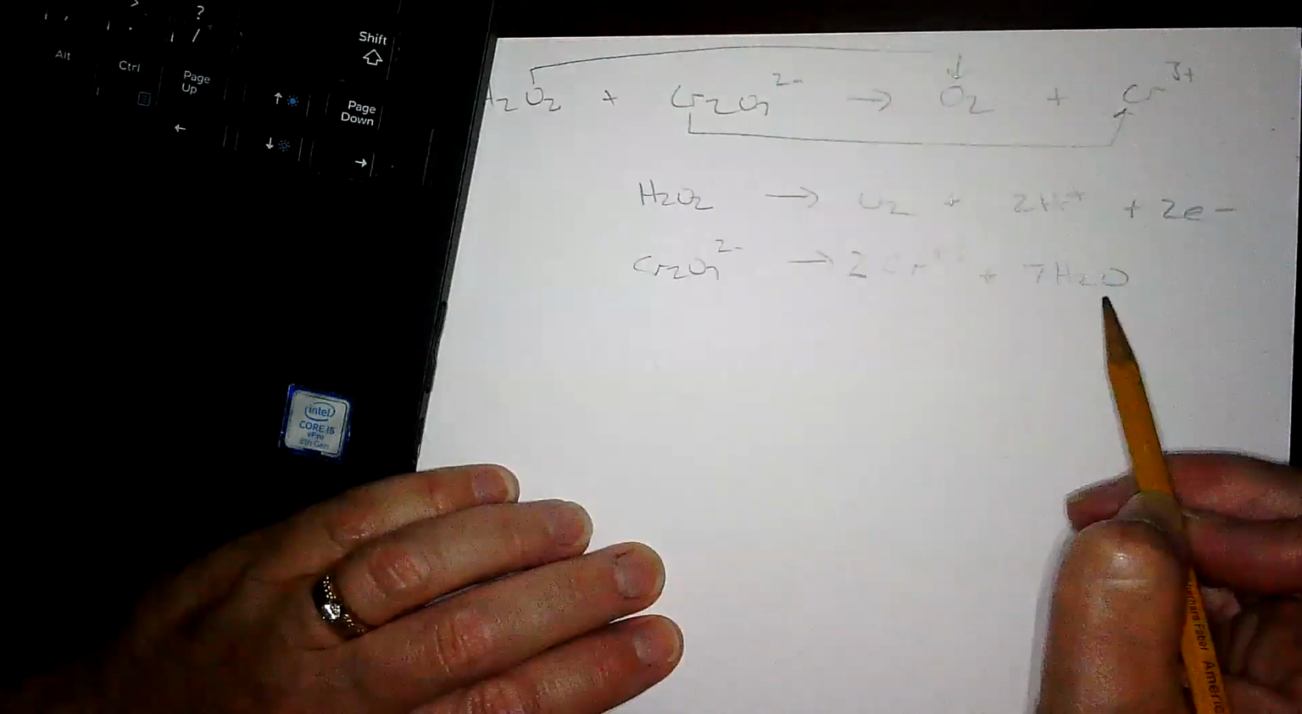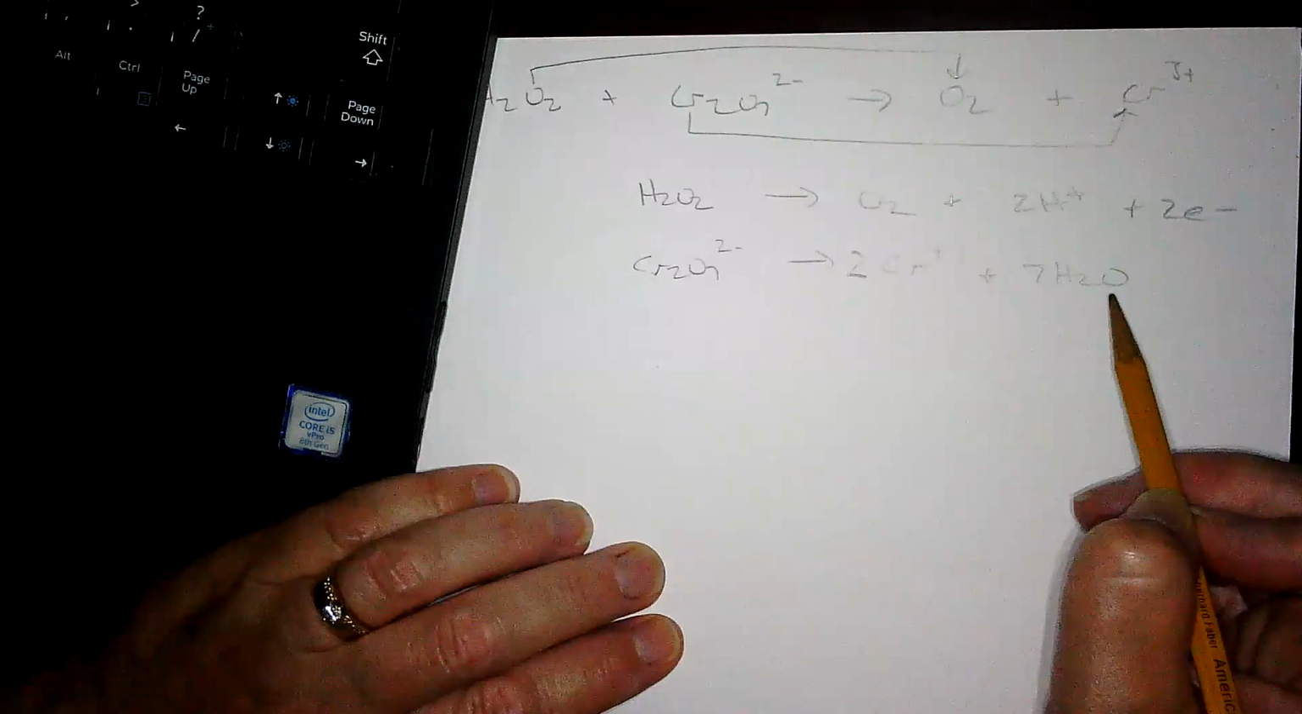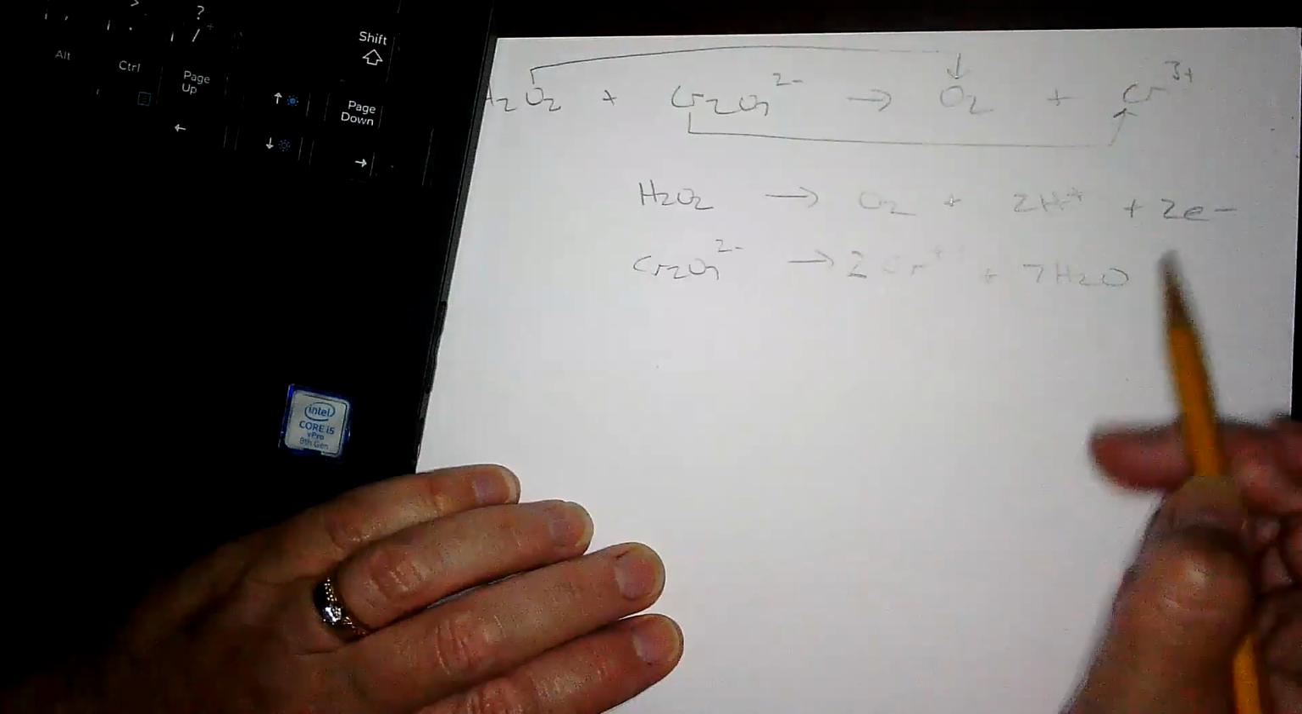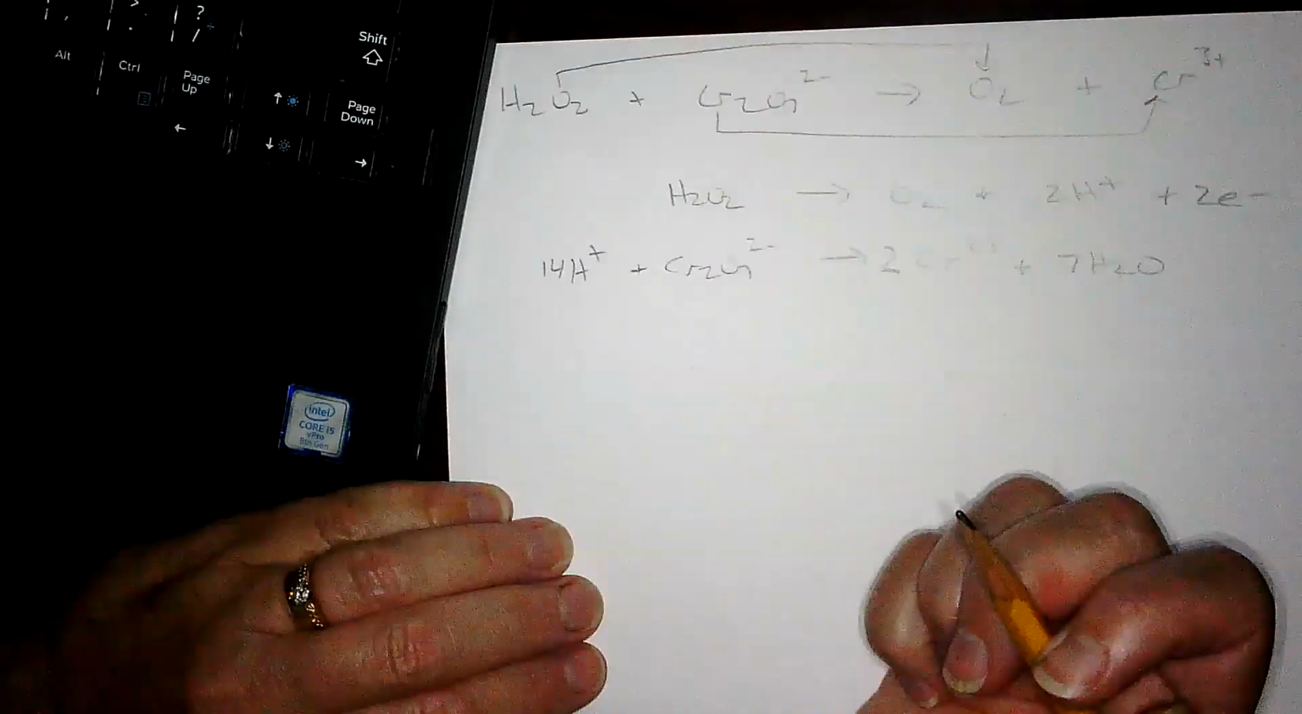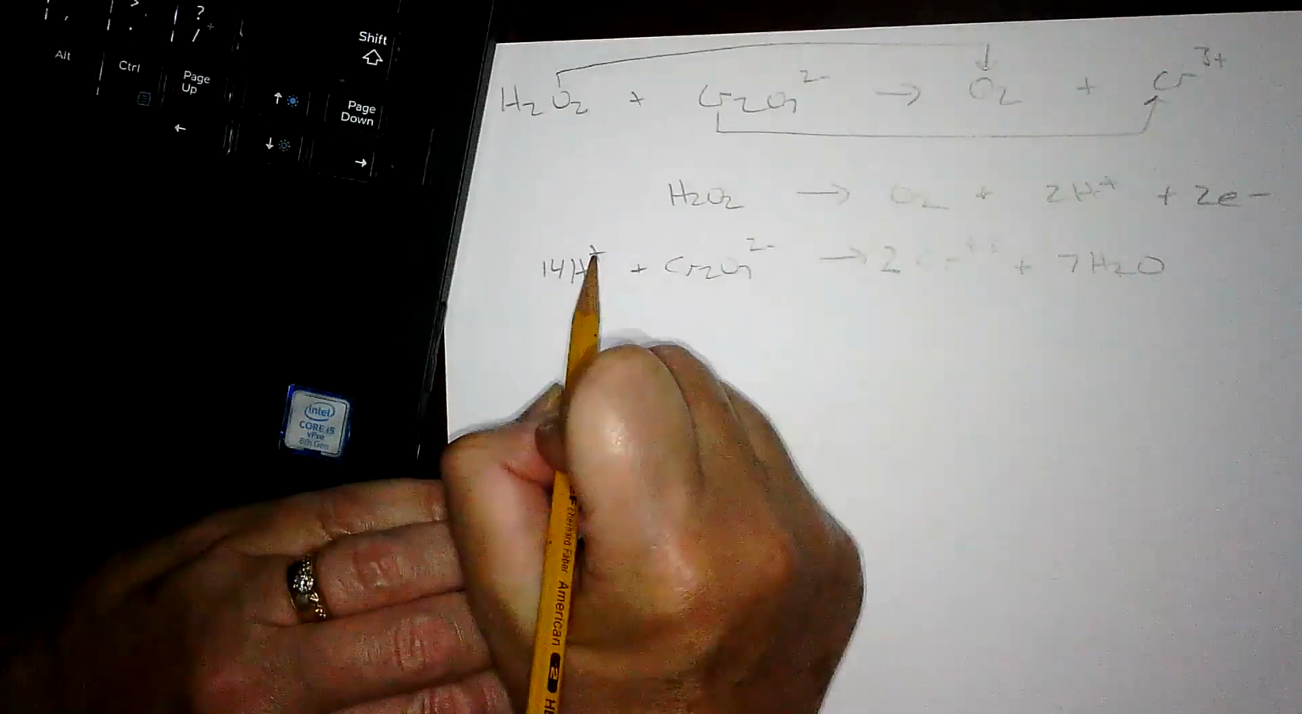Now we want to balance the hydrogens. We've got 14 hydrogens here. We're going to add 14 hydrogen ions here. And we can do that because it told us it was an acidic solution. Okay, for charge, we have a +14 and a -2 on the reactant side.